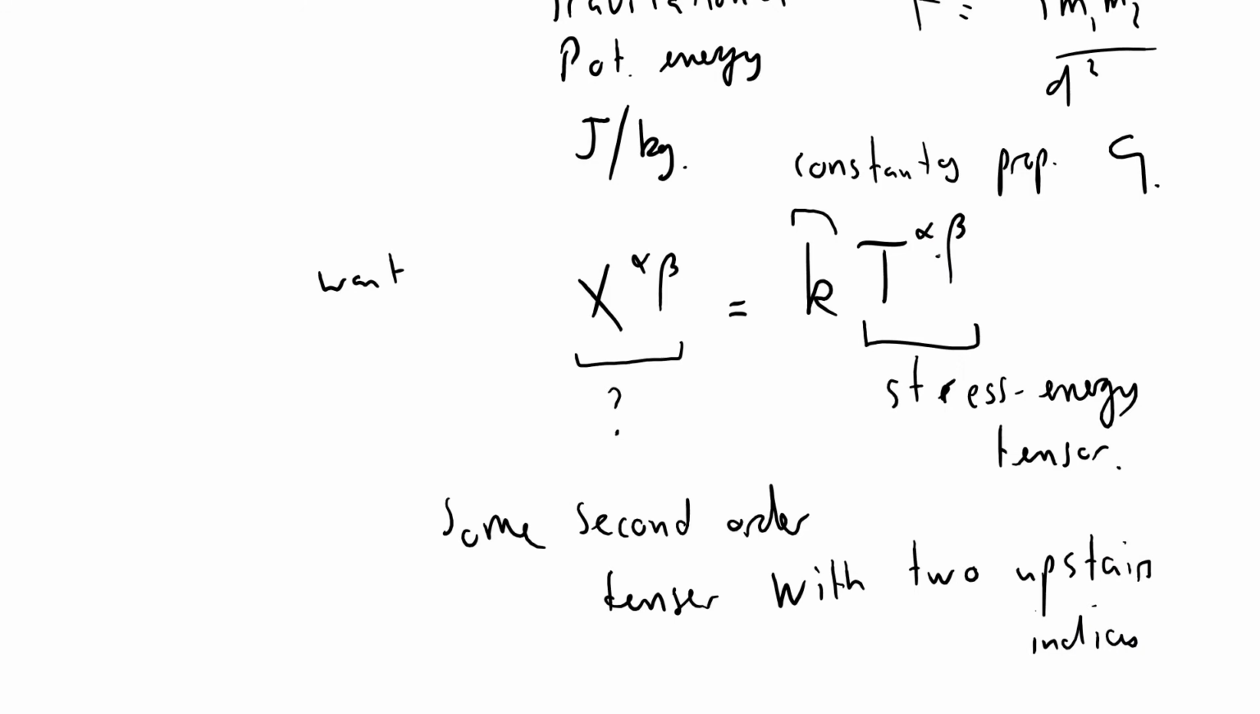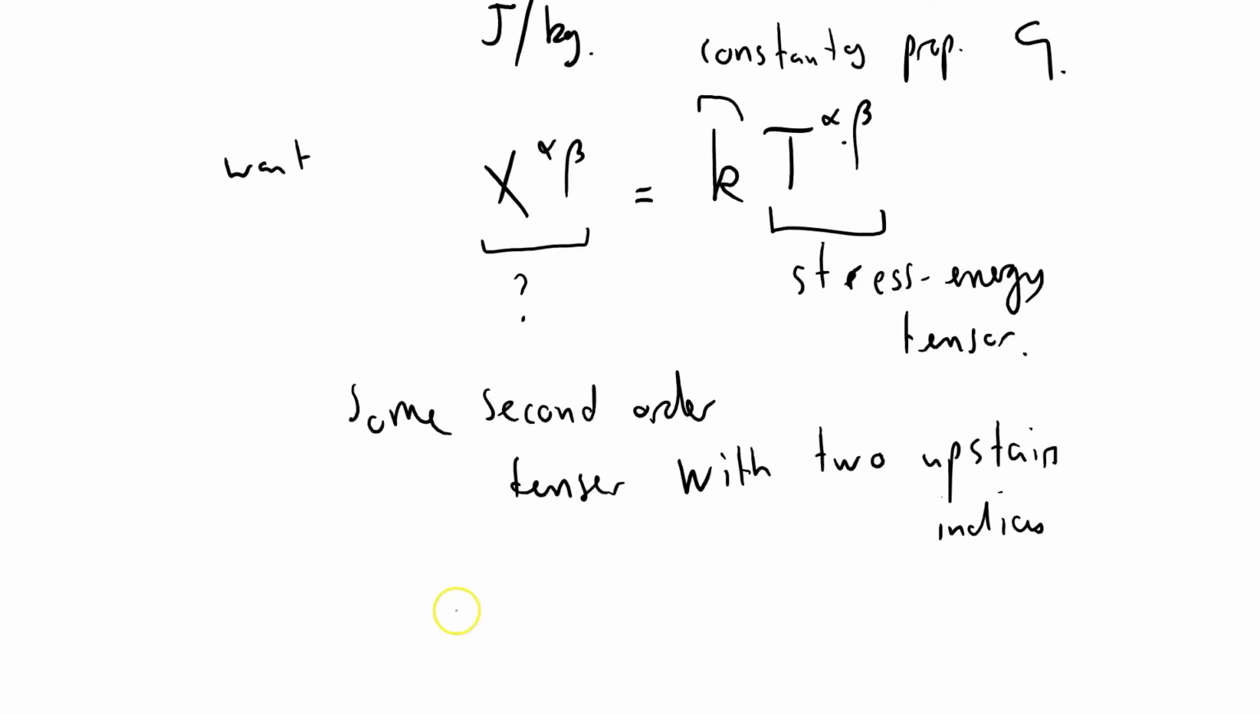But just looking at it for the moment, we know that T alpha beta equals T beta alpha because we know that the stress energy tensor is symmetric. So the right hand side is symmetric. So that tells us that X, whatever X is, will be symmetric as well. Well, it's a start, I suppose. Okay, so it's symmetric.